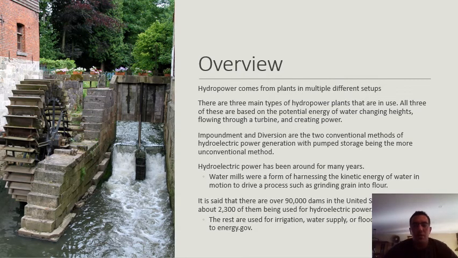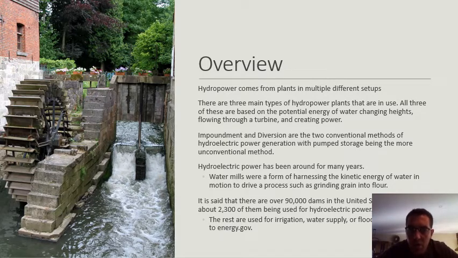As you all know, hydroelectric power is just what it sounds like. Power coming from water, which is the hydro portion, and there are different setups that you can use for this. There are three main types, and basically they all, in one sense or another, use the potential energy of water stored at heights. It then flows through a turbine, connects to a transformer, and creates power. The three types are impoundment, diversion, and pump storage.